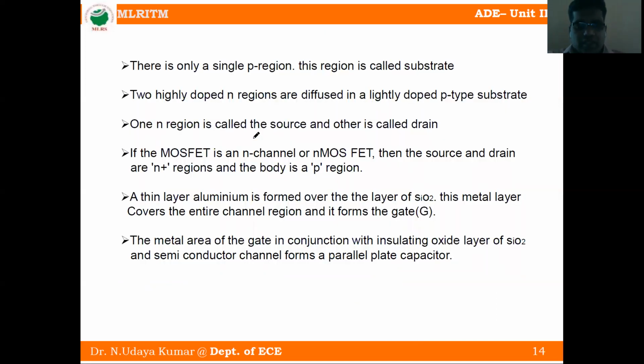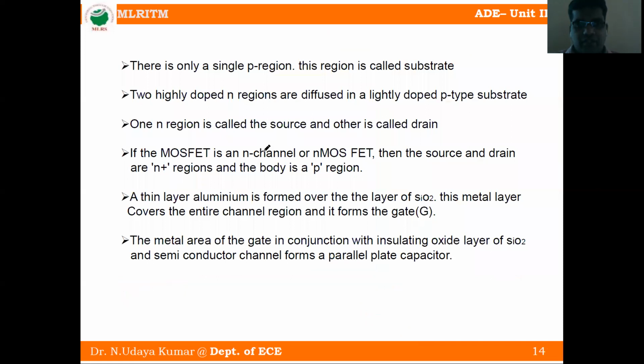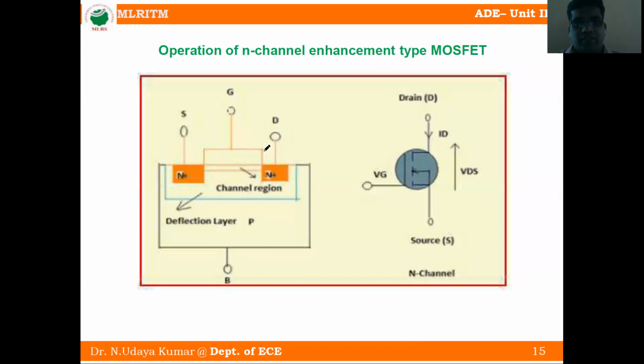Okay. So the metal area of the gate, in conjunction with the insulating oxide layer of SiO2 and the semiconductor channel, forms a parallel plate capacitor. So here this is the N channel, this is the oxide layer, and this is the metal. So between this metal and the N channel layer there exists a mechanism we call parallel plate capacitance, because one is one material and the gate is another material. Okay, that is called the N channel enhancement MOSFET.